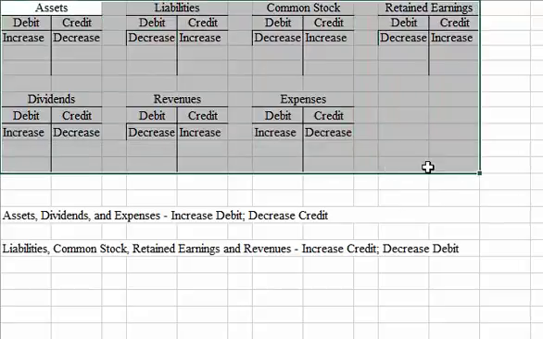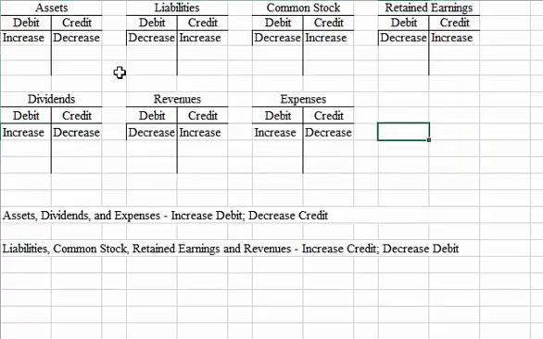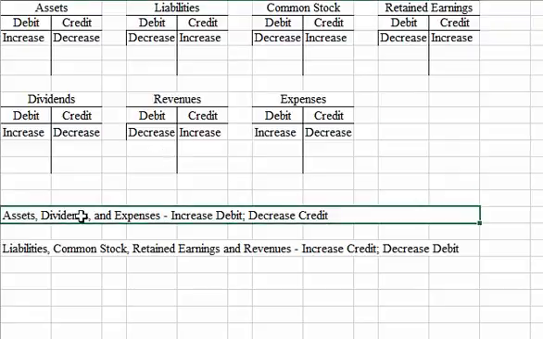I'll first set it up this way. Assets, dividends, and expenses all increase on the debit side and decrease on the credit side. Liabilities, common stock, retained earnings, and revenues all increase on the credit side and decrease on the debit side. An easy way to memorize it might be like this. Assets, dividends, and expenses all increase on the debit side, decrease on the credit side, while the other four, liabilities, common stock, retained earnings, and revenues, all increase as credits and decrease as debits.